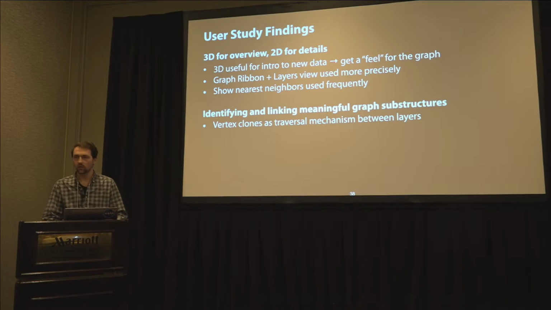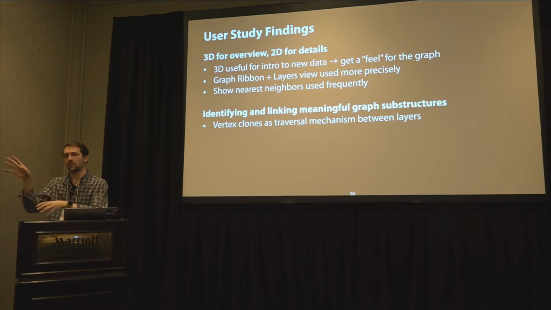So what we initially thought was that users were just going to go to the graph ribbon and then click some layers, look at them, delete them, click some new layers. But what we found is that Vertex Clones actually provided a really nice traversal mechanism to explore between different layers. So users would often find some interesting layer they'd want to look at initially and then sort of jump off to other layers using clones and using nodes that already exist.